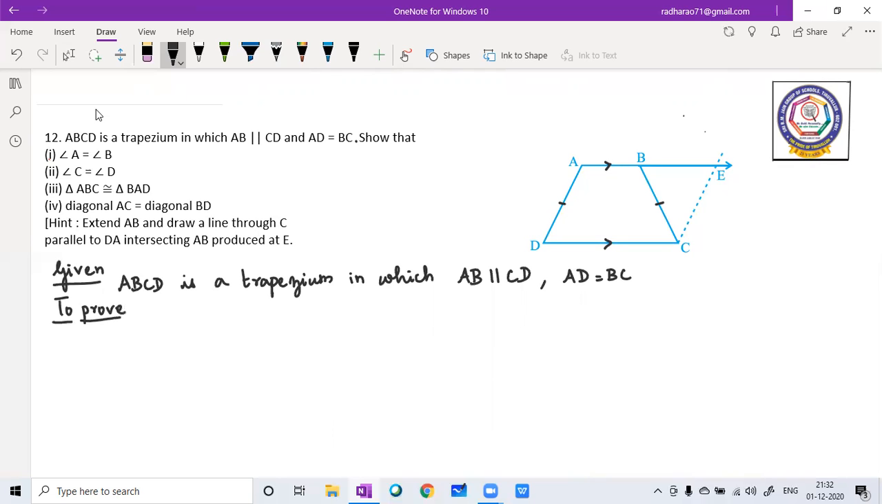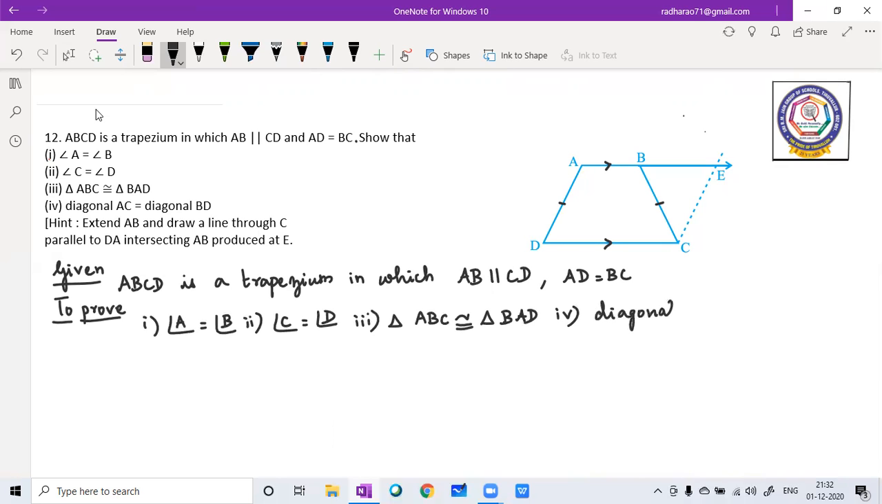We have to prove, first one, angle A is equal to angle B. The second one, angle C is equal to angle D. Third one, triangle ABC is congruent to triangle BAD. The fourth one, diagonal AC is equal to diagonal BD.